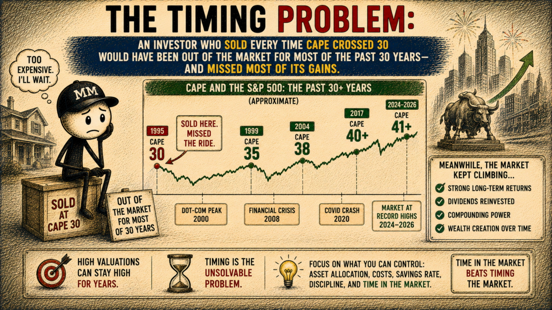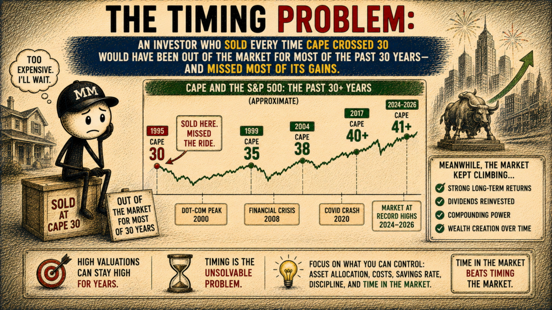First, they need to be right about the timing of the correction, which is extraordinarily difficult. Second, they need to decide when to re-enter, which is equally difficult and often results in missing the recovery. Studies consistently show that investors who attempt to time market corrections based on valuation signals underperform buy-and-hold investors over most time horizons, because the timing decision introduces errors in both directions.